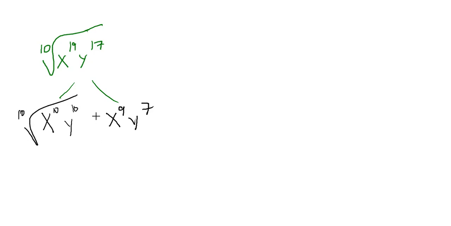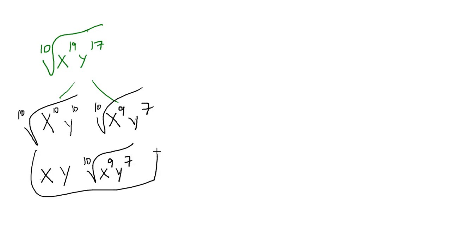We apply the 10th root to each group separately. The 10th root of x to the 10th power, again, the 10th root cancels out that power of 10, and I just get x. The 10th root cancels out the power of 10 on the y as well. So we'll just get x times y, and then the bad pile just gets copied down. We'll have the 10th root of x to the 9th power, y to the 7th power. And I believe this is what you're going to want as your final answer for this problem.